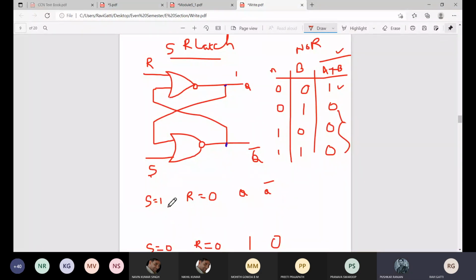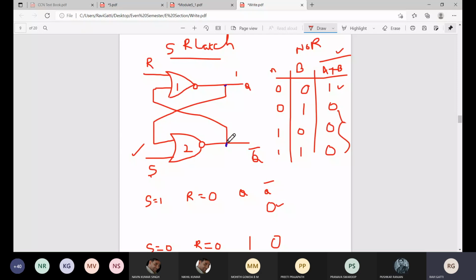Now you can see here, when S is equal to 1 and R is equal to 0, what happens to this circuit? We will check it out. When S is equal to 1, irrespective of the other terminal, Q bar will always be equal to 0. Why? Because we know that in the NOR gate, if any one terminal is 1, then the output will be 0. So the output of the second gate will be 0.